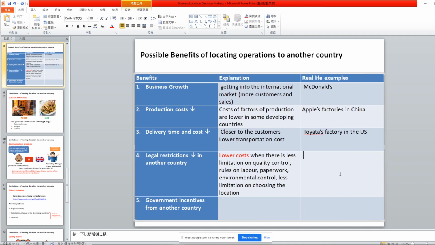About the example, any example from you guys? Any examples? Well, I guess I'm just going to give you one. KFC. Oh, okay. H&M, right. Yeah, I did hear about H&M. They exploited the labor quite a lot. The KFC also, and the USA. But now we are talking about when you are setting up business overseas.